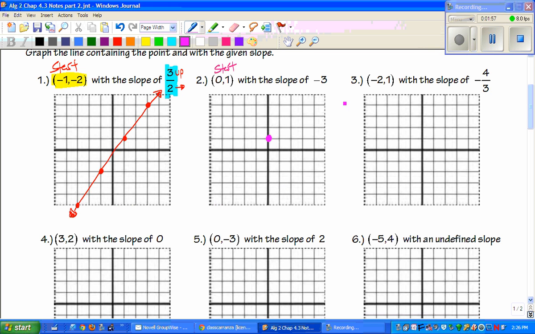There we go. Our slope is -3, and that's -3 over 1, which means that we need to go down 3 over 1. So 1, 2, 3 over 1. Doing the same pattern. There's my point above. Draw the line.